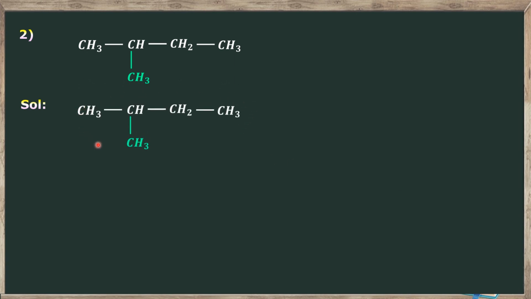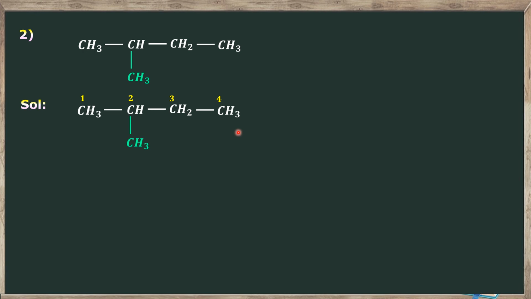Next, problem number 2. Solution: this is an organic compound to which we have to provide the IUPAC name. First, we have to select the parent chain, that is the longest chain of carbon atoms. So this one is the parent chain, and one side chain, otherwise substituent, has been attached to this carbon atom. The numbering of the parent chain is done in such a way that the carbon atom carrying the substituent should get the lowest possible number. For that reason, I am numbering this parent chain from left to right.